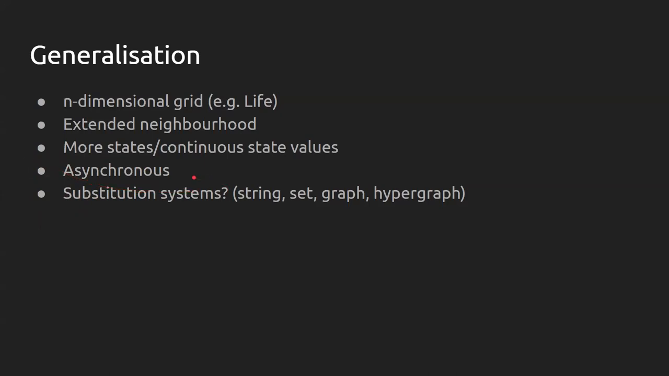There are asynchronous update rules. So for example, you don't update all cells at once. You update node I, then you update node J, and so on. That's an extension on this that would produce all sorts of other behavior. And then the next step, slightly different than this, would be substitution systems. It's debatable how these two are related, cellular automata and substitution systems.